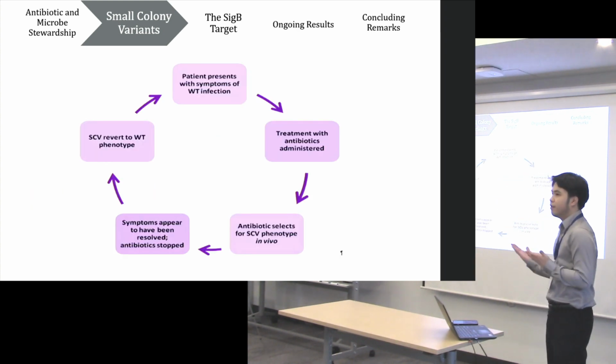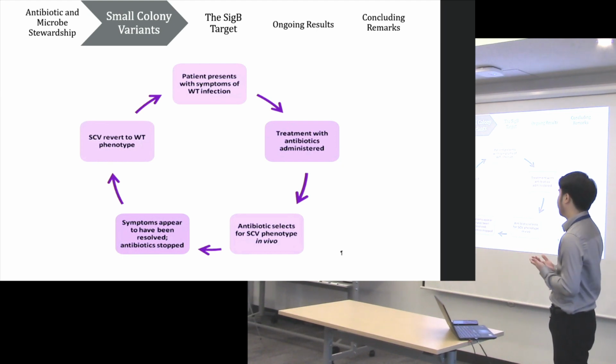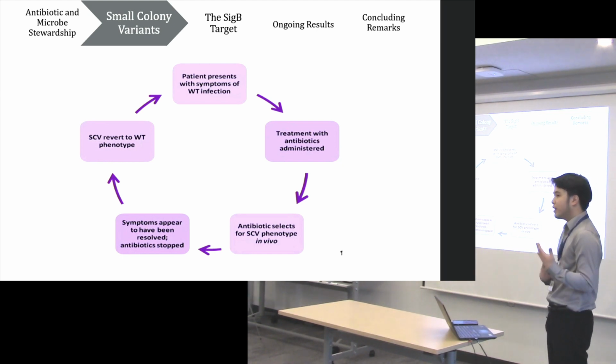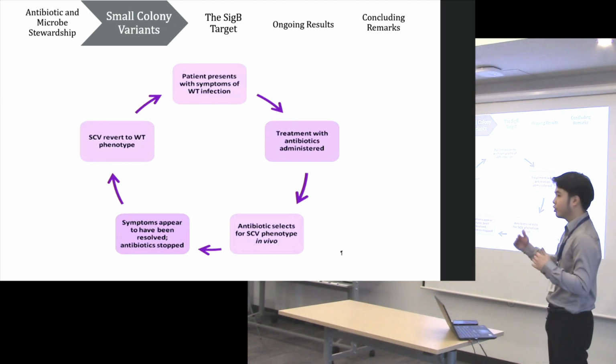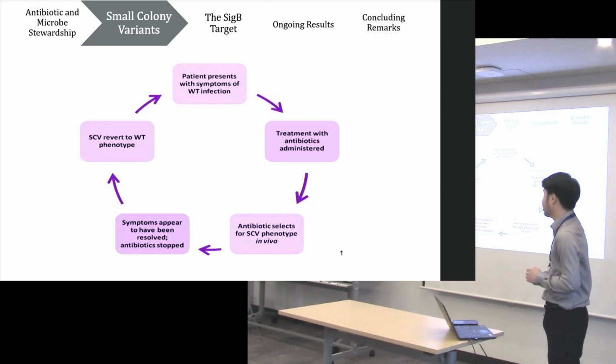So if a patient comes in and presents with wild-type infection symptoms, they're treated with antibiotics. These antibiotics can select for this SCV phenotype in vivo. So they will clear the symptoms, there's no more acute virulence factor formation, so they stop taking the antibiotics. And now these SCVs are no longer under the pressure of these antibiotics, and will revert back to the wild type, and now you get back your whole vicious cycle of infection.